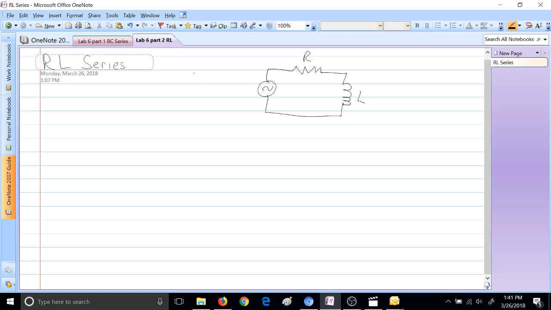So everything is actually still the same. Our input voltage is equal to 2 volts peak to peak at 10 kilohertz. And the inductor is equal to 10 millihenries. And of course our resistance is still 1 kilo ohms. So let's go ahead and do our solution.